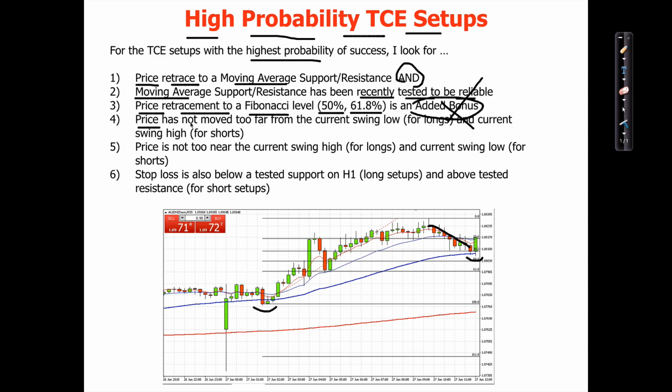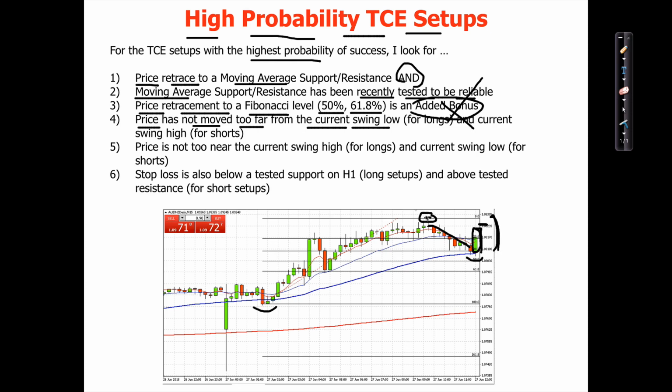Next, the price has not moved too far away from the current swing low. So sometimes by the time you see this bullish engulfing pattern, it may be a very big engulfing pattern. So by the time you enter here, what's happening? You're already entering near the high over there. So you don't have much meat left. You want to be able to enter and capture most of the meat before reaching the previous swing high.